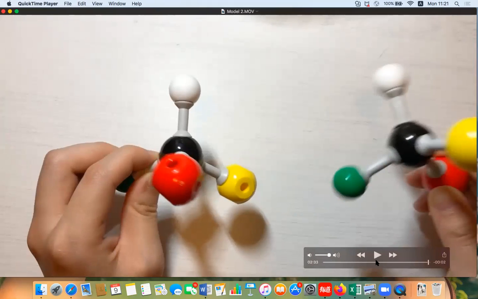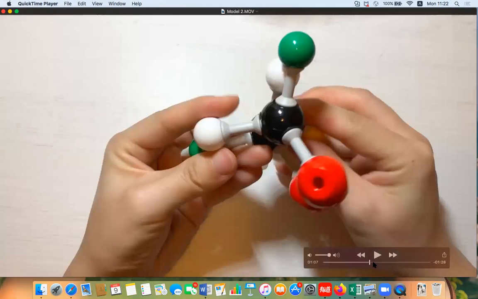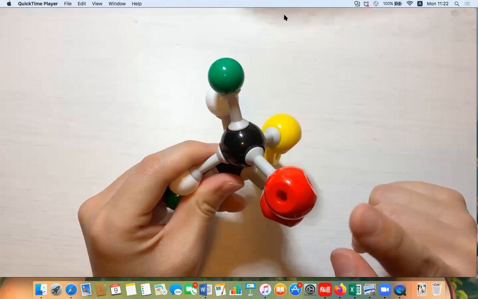Okay, so in this video, you can see I built the two models. On the left hand side, you've got the original one. On the right hand side, that's the mirror image. I tried two ways to put the mirror image on top of the original one. That's the first attempt. I tried to match the position of bromine and fluorine. But you can see on the left hand side, the chlorine and hydrogen ones don't match. You can see?